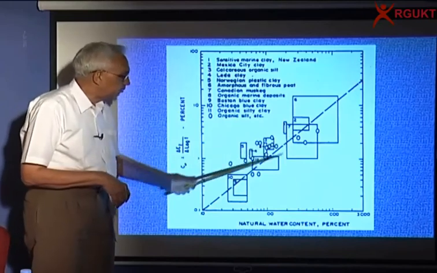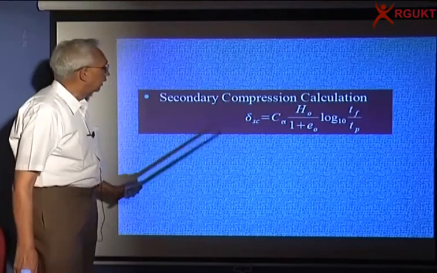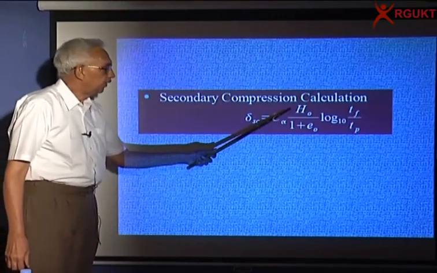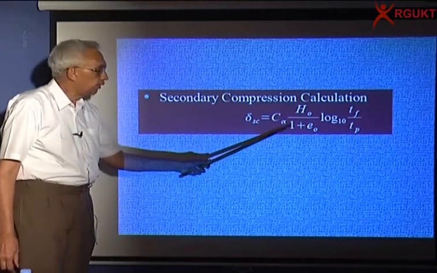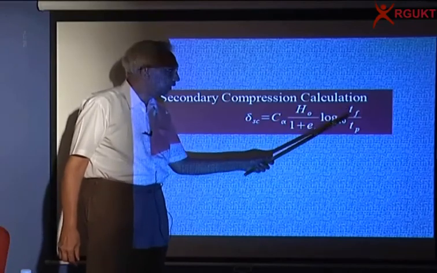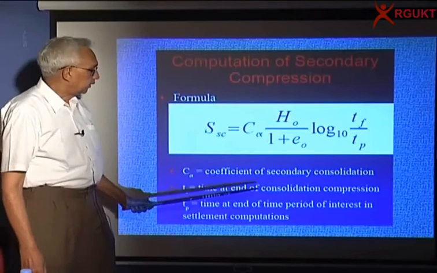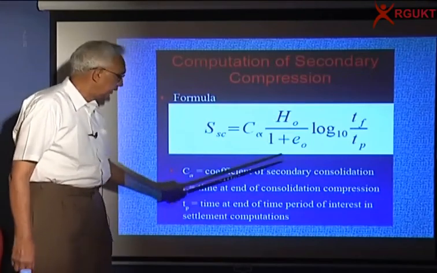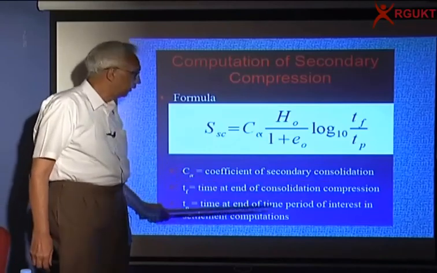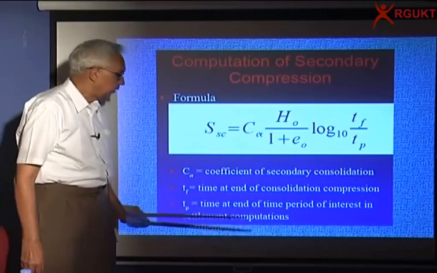So we have to determine it or use one of these empirical charts. And then we calculate secondary compression as equal to C alpha into H naught, which is the thickness of the layer, by 1 plus e naught, times log 10 of t at any time divided by tp, the time corresponding to the end of primary. So this is how we calculate secondary compression, where t is whenever you want and tp is the time of end of primary compression.